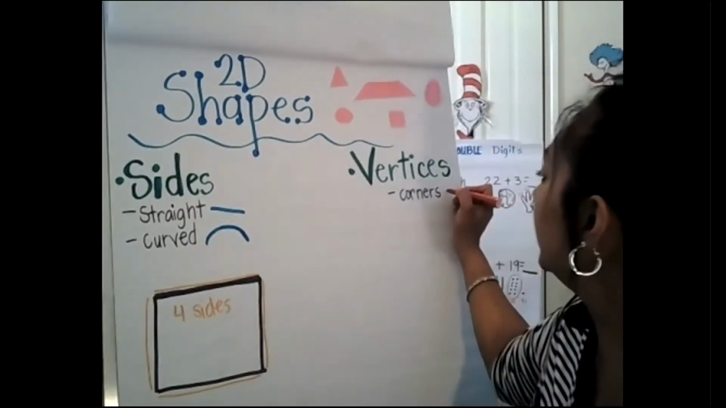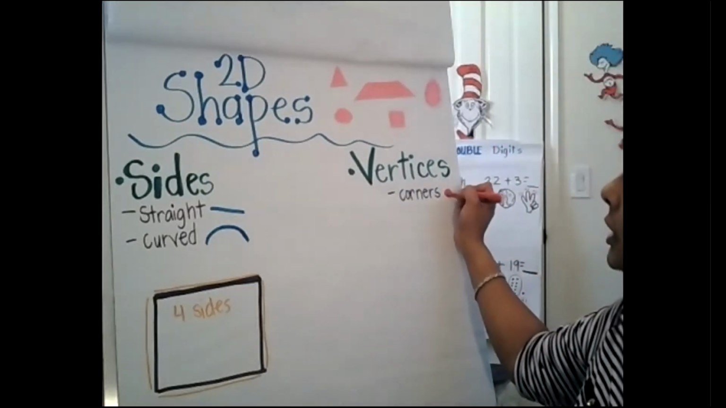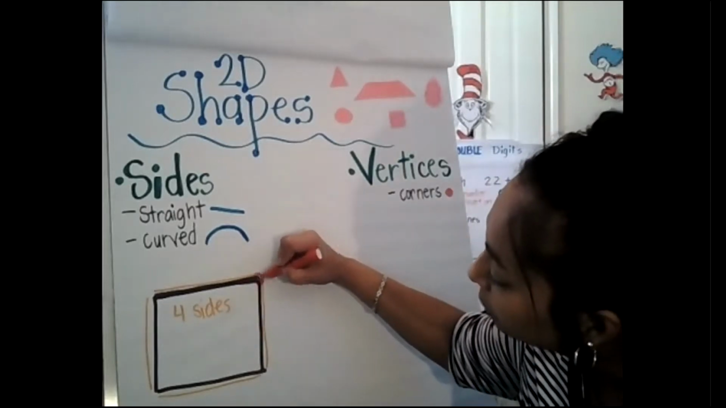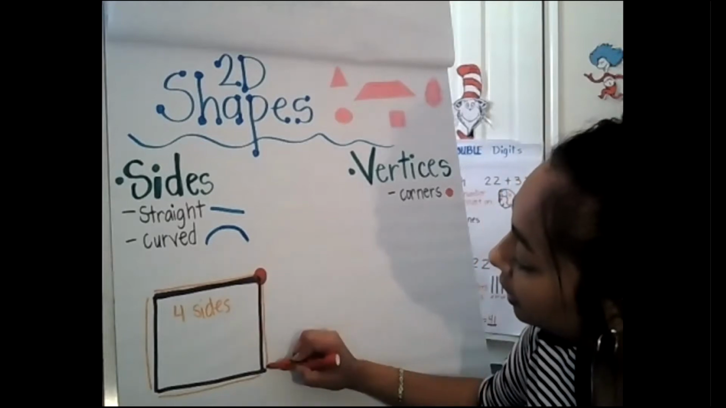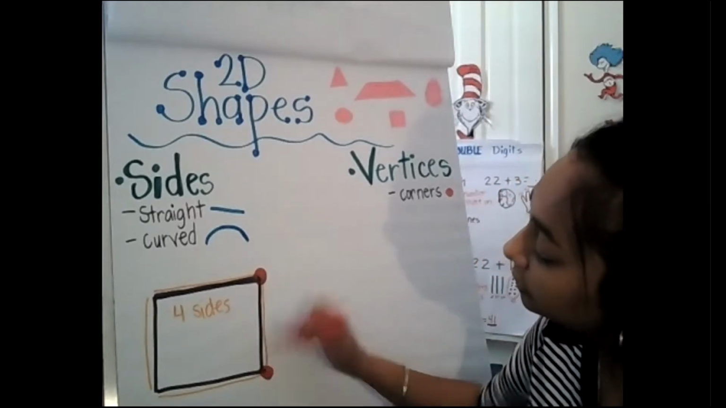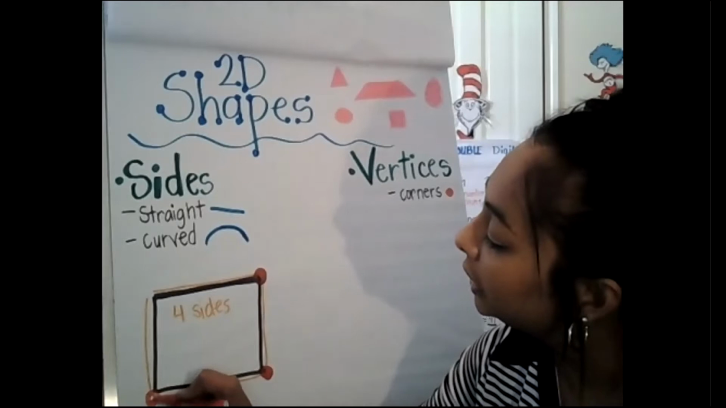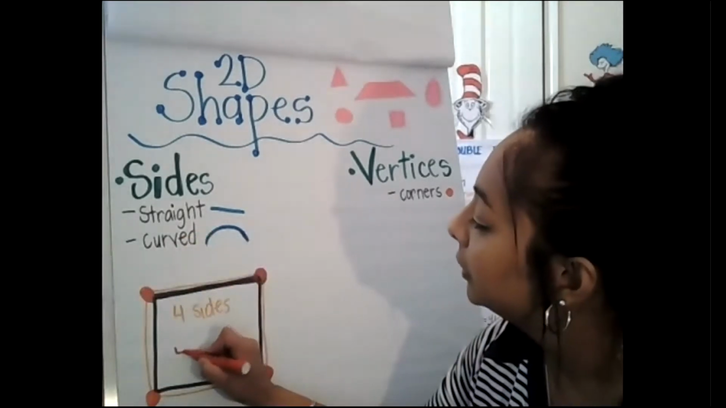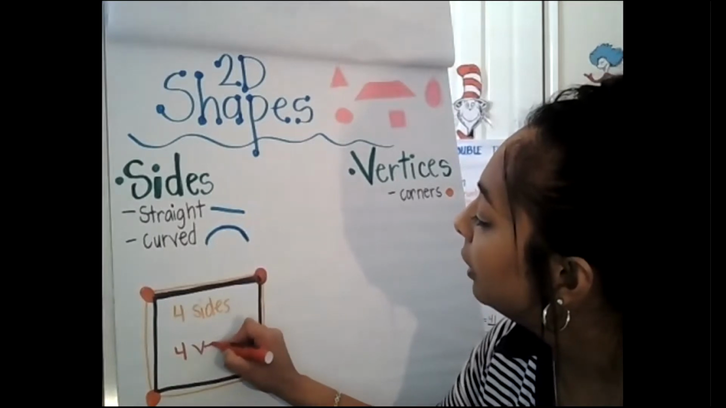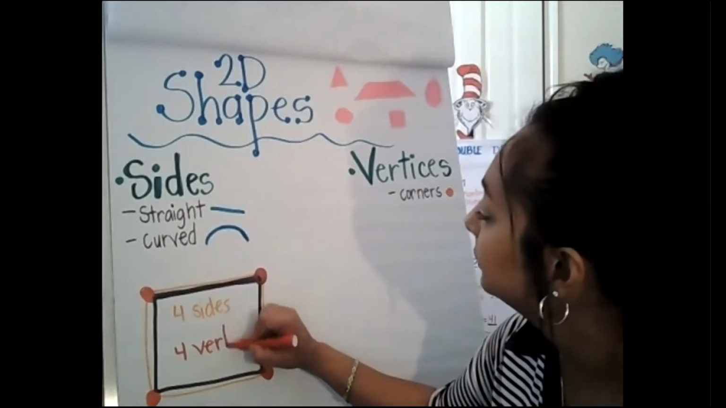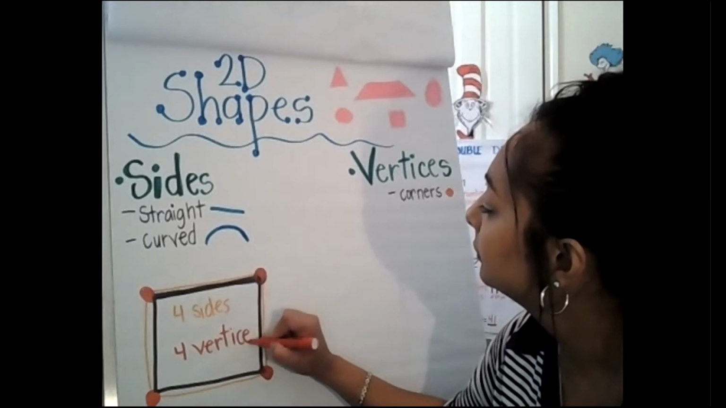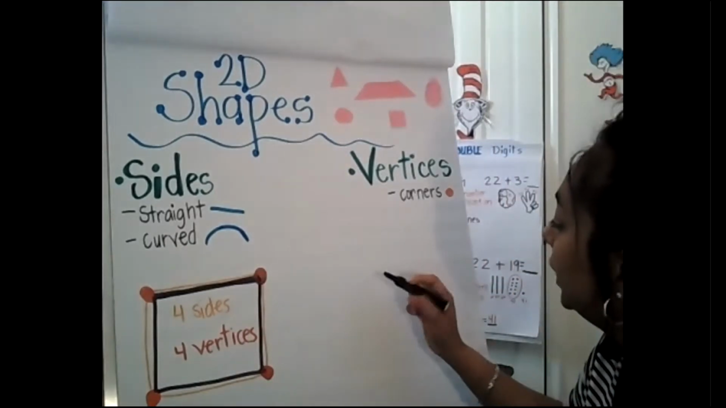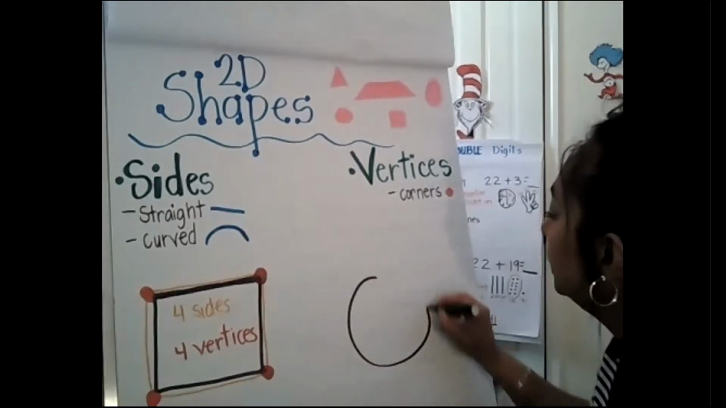Okay, so when we think of corners, I'm going to do corners in red. So here's where 2 sides meet. So it has 1. Una esquina. 2, 2 esquinas, 3, 3 esquinas, 4, 4 esquinas. So 4, we call that vertices. Tenemos 4 vértices.